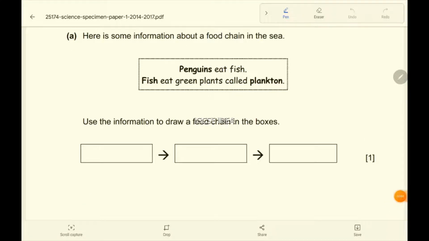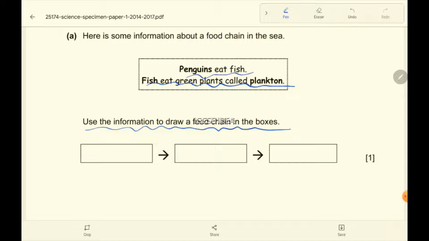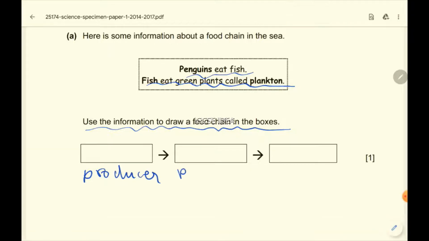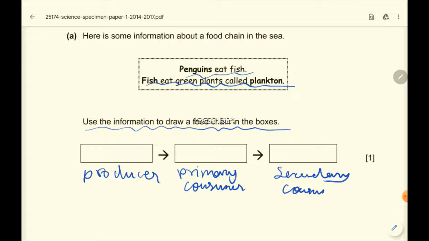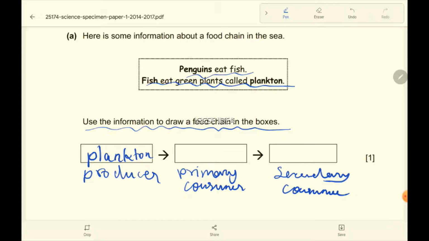Question 9. Here is some information about a food chain in the sea. Penguins eat fish. Fish eat green plants called plankton. Use the information to draw a food chain in the boxes. Okay, so the producer is first, and then the primary consumer, and then the secondary consumer. So we can write it as plankton is eaten by fish, which is in turn eaten by penguins.